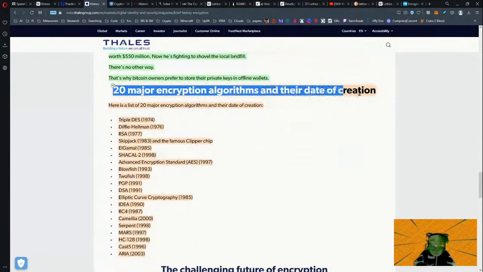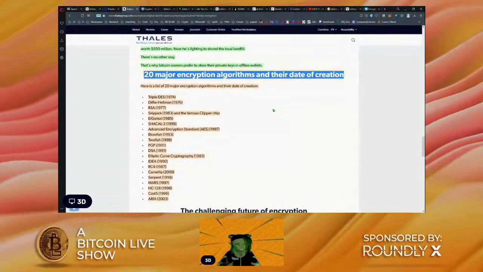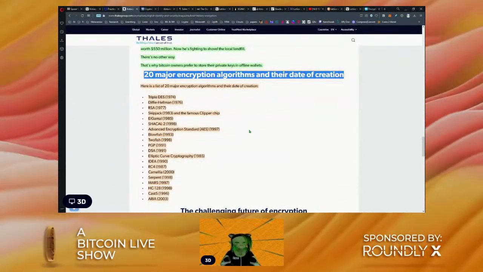So, 20 major encryption algorithms and their creation date. I think this is super important because when we talk about encryptions, you're going to realize we're really talking about stuff that's old. So here's a list of 20.